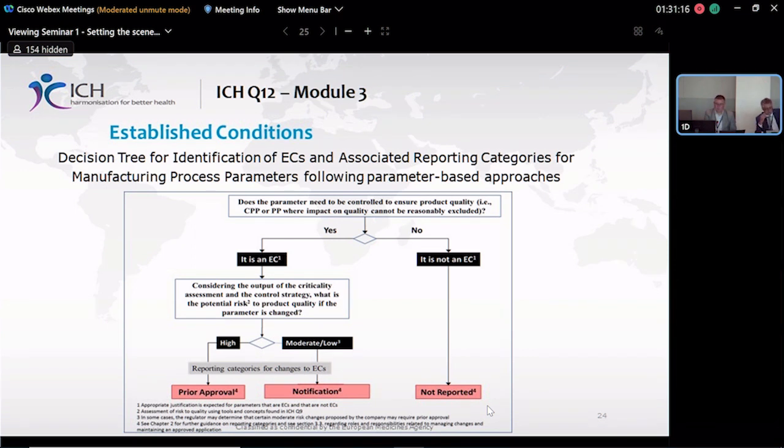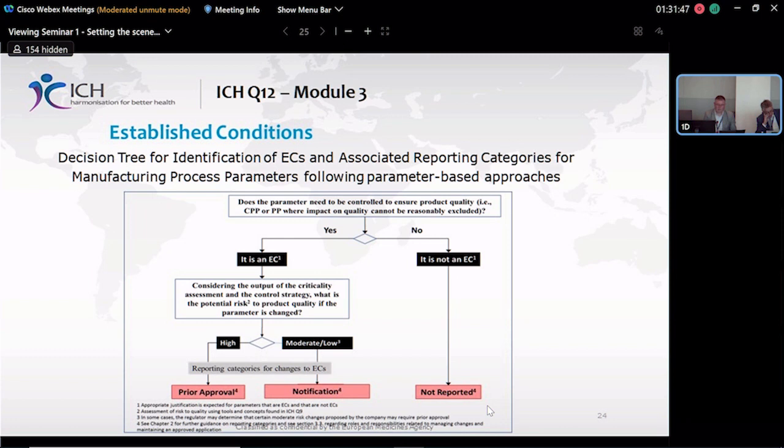Then the next question is, what's the category of the variation? So considering the criticality assessment and the control strategy, what's the potential risk to product quality if the parameter is changed? So in our example of the assay limit of 95 to 105, if the applicant wants to widen the assay limit to 90% to 110%, what's the potential risk to product quality of having a wider assay limit? Is it high, moderate, or low?